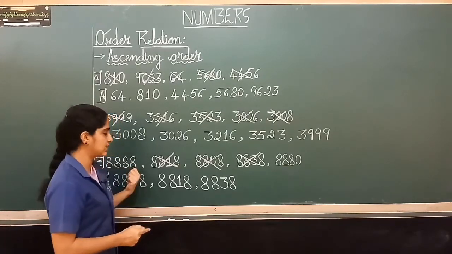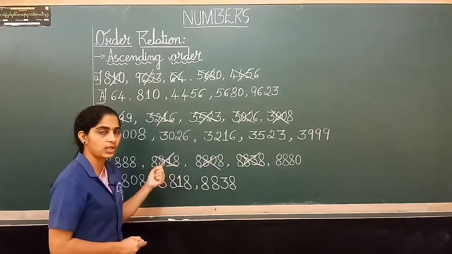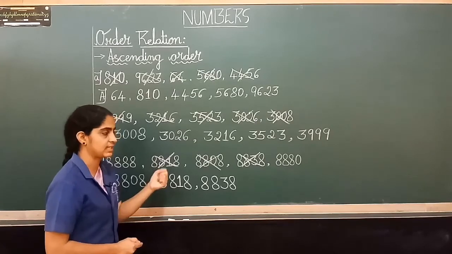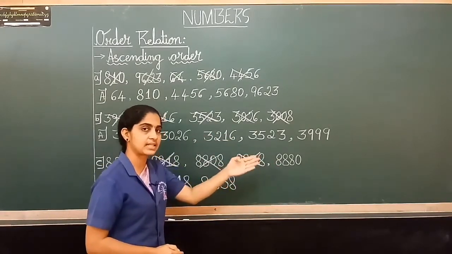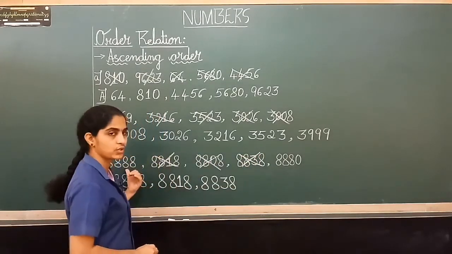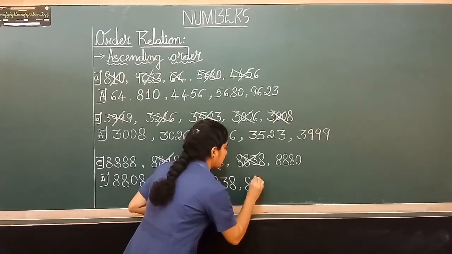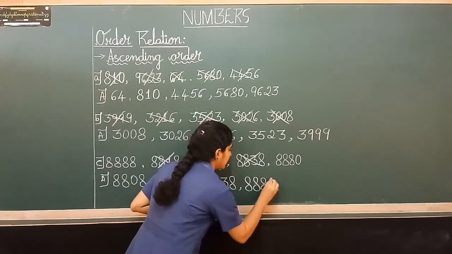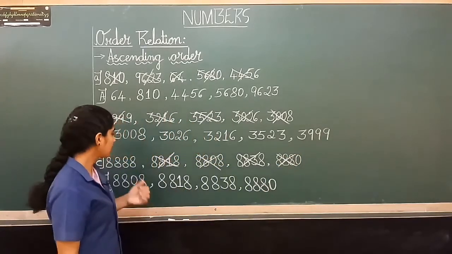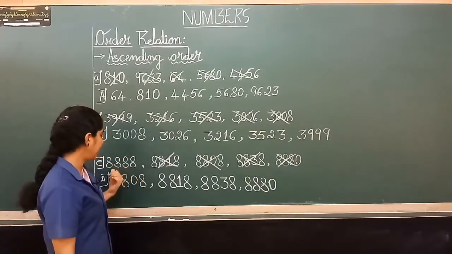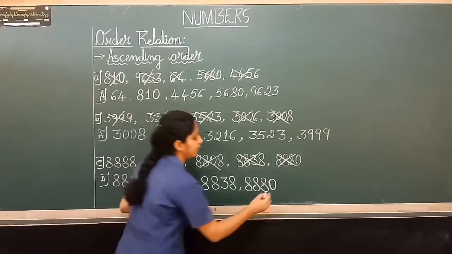When you see the fourth digit, here we have 8, there we have 0. So which is the smaller number? Yes, 8880 is the smaller number compared to this. So let's write 8880 next. Now the remaining is 8888, which we have to write at the end.